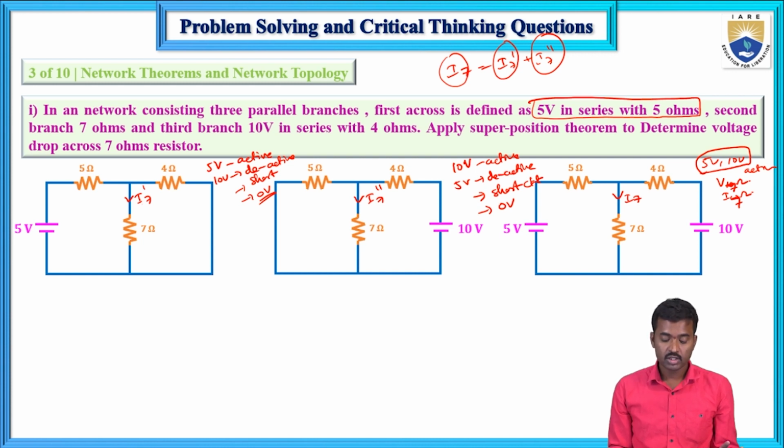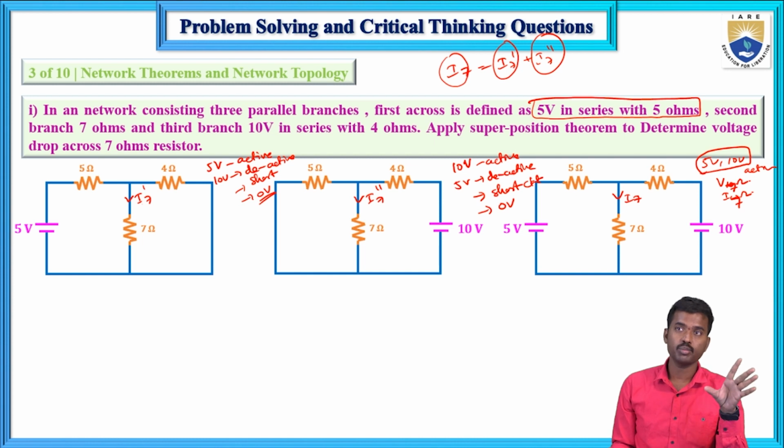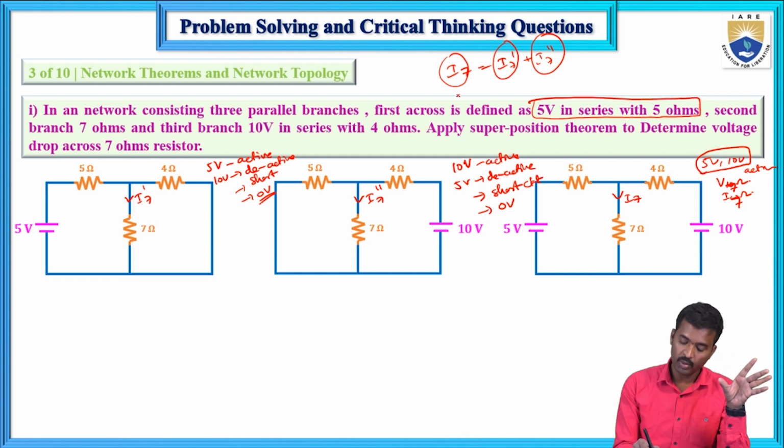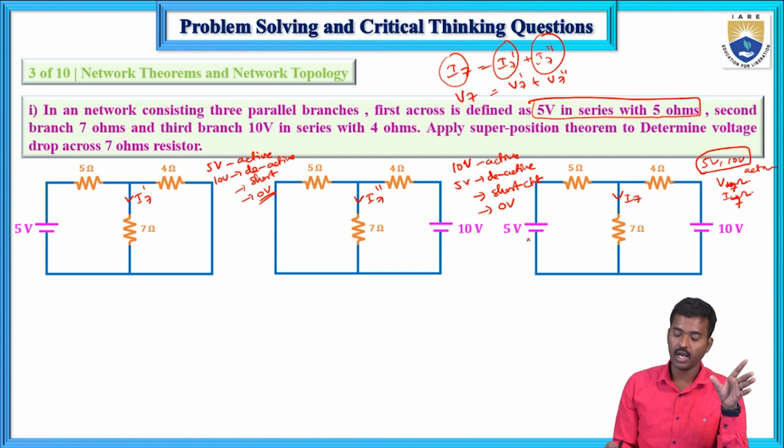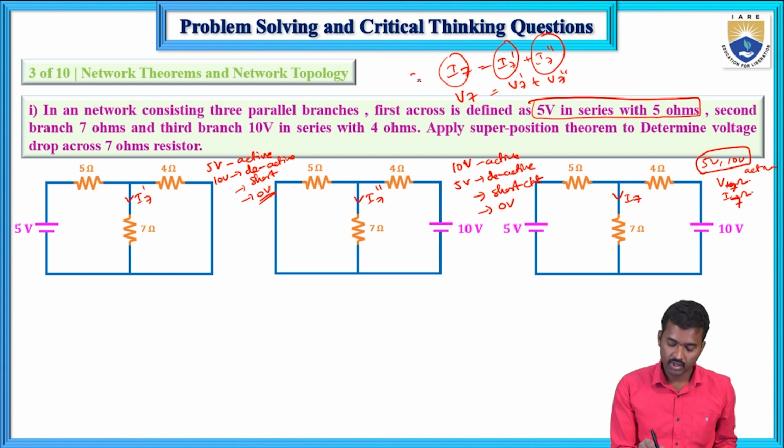Now first determine the individual responses. If you multiply with 7, you will get V7 equals V7 dash plus V7 double dash. Voltage across this 7 ohms equals voltage across 7 ohms dash plus voltage across this 7 ohms double dash. Now multiply 7 into each of these. First, calculate the current flowing through the individual responses, I7 dash and I7 double dash.